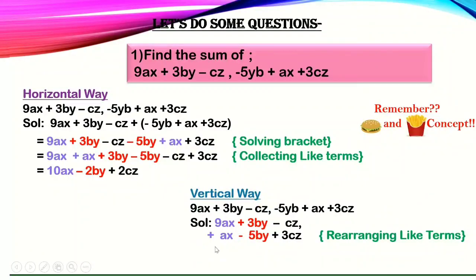So plus ax, I have put there. And minus 5yb is similar to 3by only. So minus 5by, I have put below this 3by. And below minus cz, plus 3cz should come. So I have arranged it in that manner. So we need to be very careful in this method. In this way, we need to be careful while arranging the like terms here. And then it's very easy.